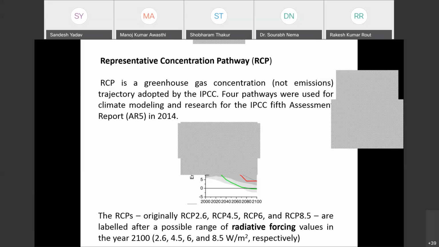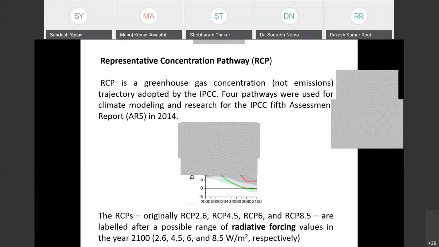These are basically the possible range of radiative forcing values in the year 2100. RCP 2.6 means 2.6 watts per meter square in the year 2100, and RCP 4.5 is 4.5 watts per meter square. What is radiative forcing? It is the difference between the energy absorbed by the Earth and the energy reflected back to space.